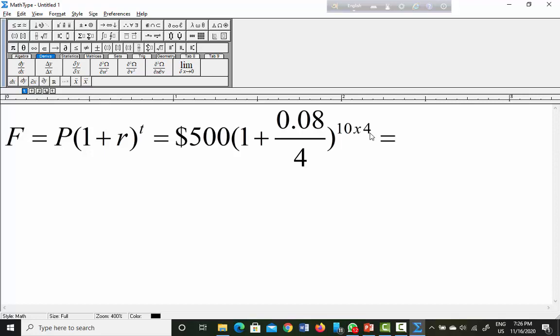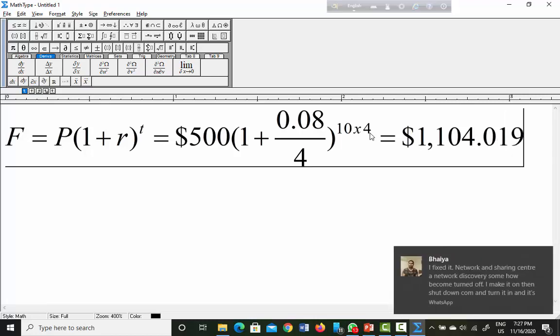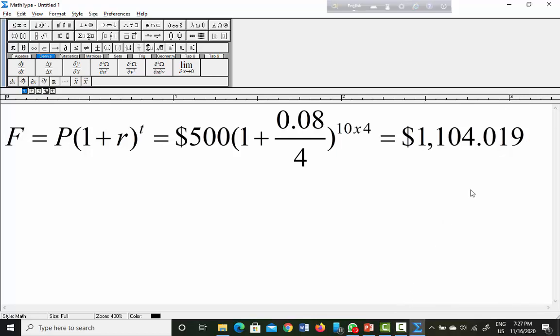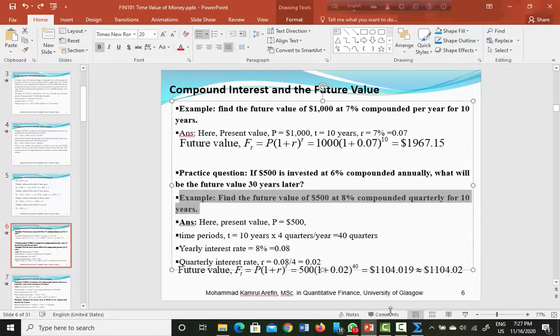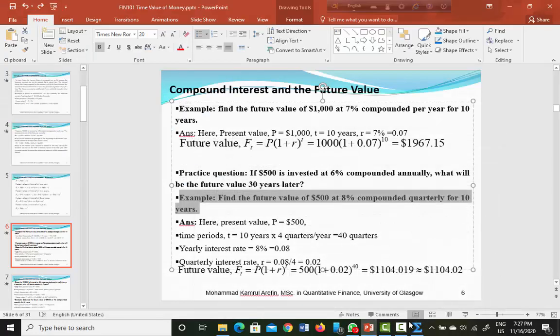Type it exactly like that: 500 multiplied by bracket 1 plus 0.08 divided by 4, bracket close, power 40. The answer is 1104.019. So the future value will be $1104. This is the amount that you will get after 10 years.